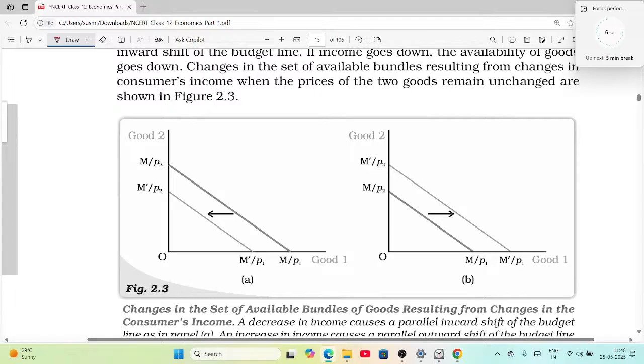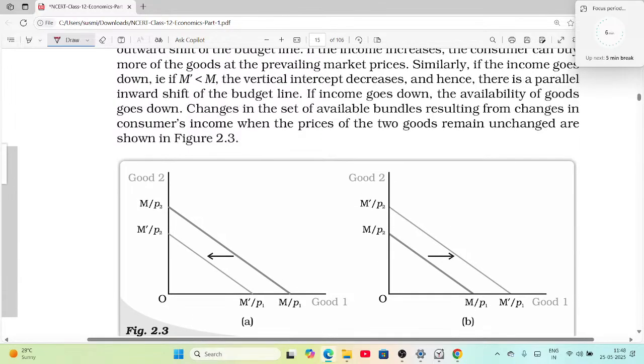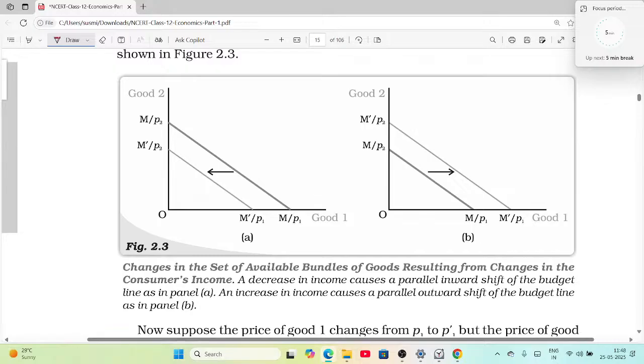The set of available bundles resulting from changes in the consumer's income when the prices of the two goods remain unchanged is shown in figure 2.3. This is important. M increases, or M decreases. M decreases. M increases.